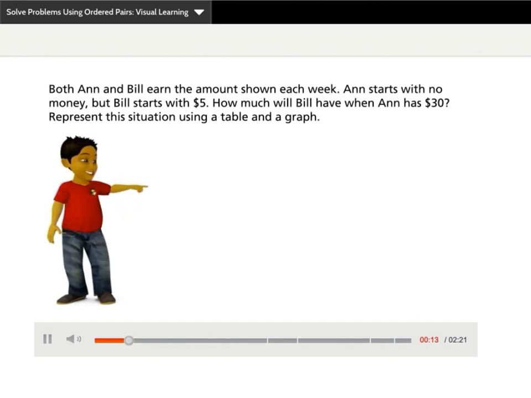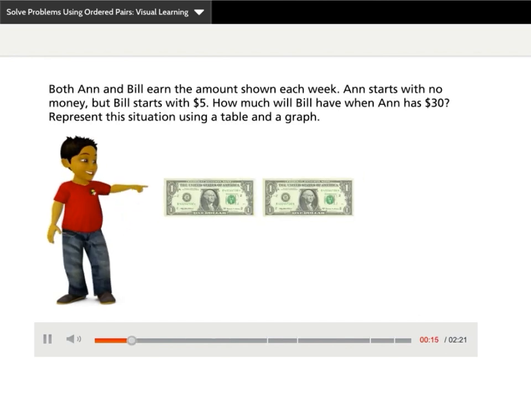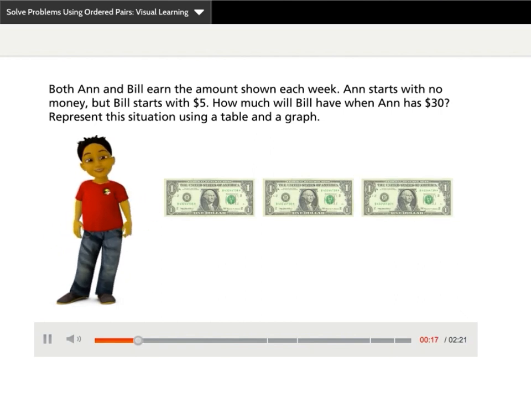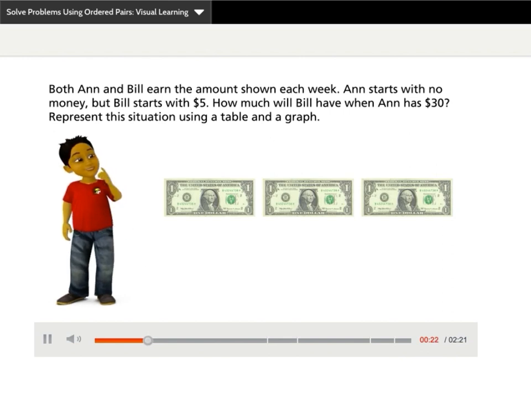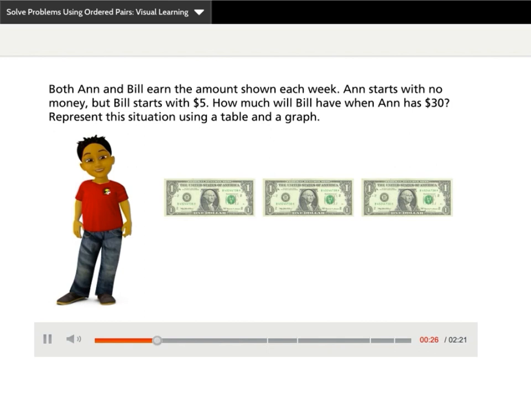Both Anne and Bill earn the amount shown each week. Anne starts with no money, but Bill starts with $5. How much will Bill have when Ann has $30? Represent this situation using a table and a graph.